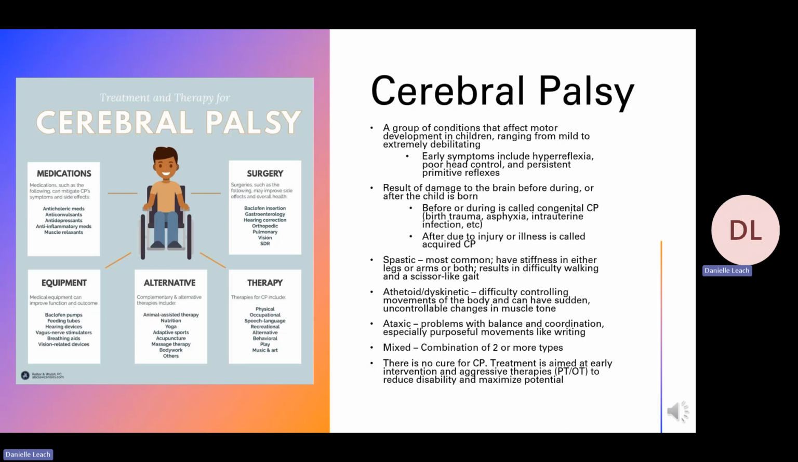There's no cure for CP, it's not fatal. So treatment is aimed at early intervention and aggressive therapies like physical therapy and occupational therapy to help the child reduce their disability and maximize their potential and maximize their life. They could be on several different medications to help, things like muscle relaxants, anticonvulsants, even Botox is used quite frequently for spastic CP.